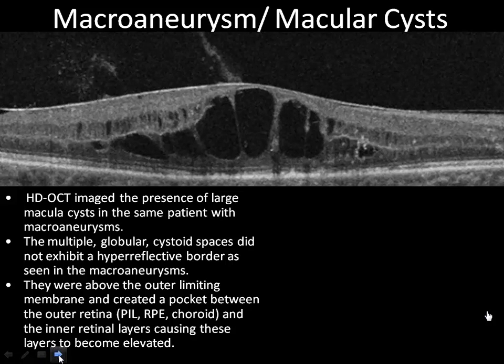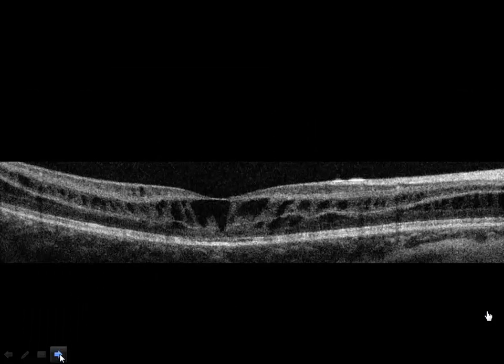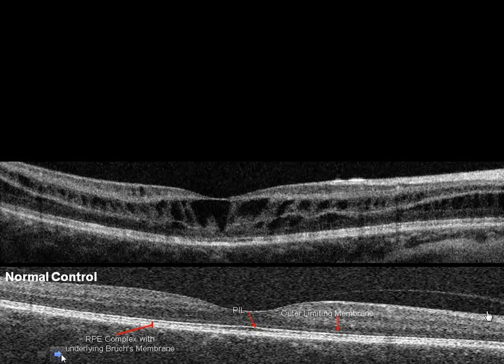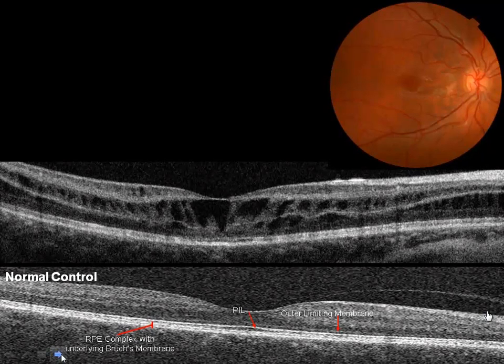So that's fairly typical of macular cysts in a lot of different conditions. We can get that in diabetes and hypertension, of course, and in vein occlusions. So that's a relatively common pattern. This looks a little bit like it, but is actually not nearly as common and looks a little bit different, but you have to consider it in the differential diagnosis. Here's a normal for comparison.